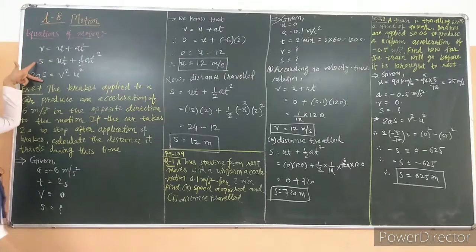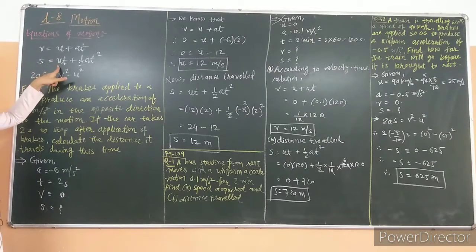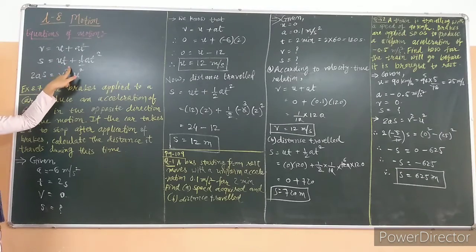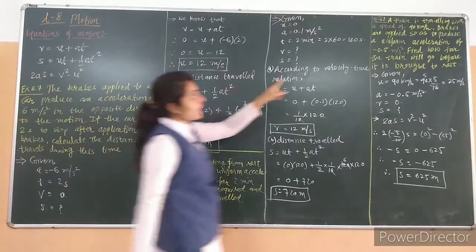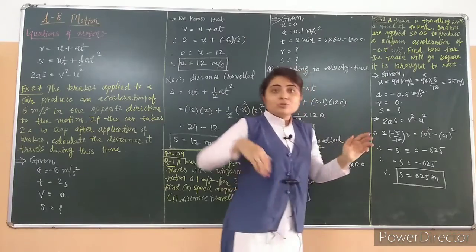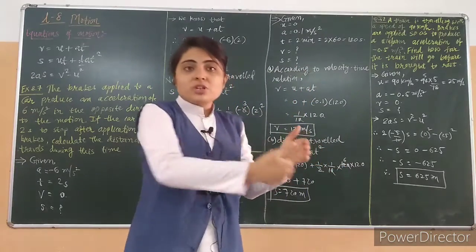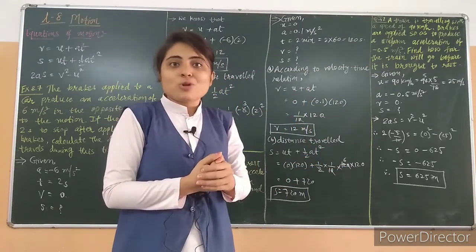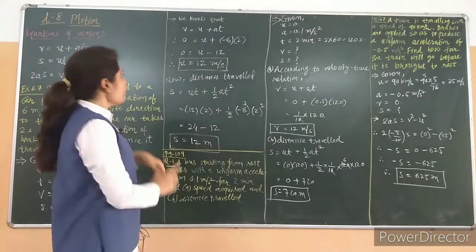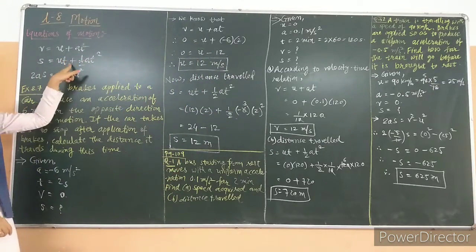We have two equations for the distance. For the second equation, ut plus half at square, u is given, yes, but t, you can see that time is not given. For how much time the train is traveling is not given. So the time term is not given, so we can't use this second equation.